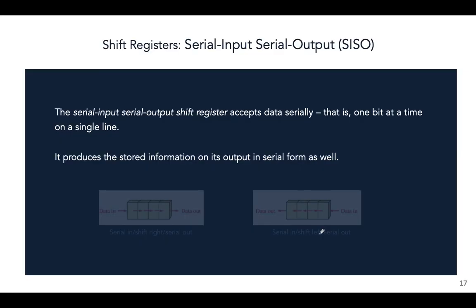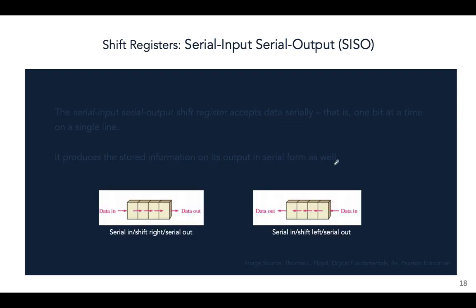Let's first begin with SISO, serial input, serial output shift registers. These registers accept data serially, one bit at a time, on a single line. That is, we have one single input line, the data comes in serially, one bit at a time, and the stored information is produced on the output in a serial form as well. So, very basically, this is what the entire process of SISO shift registers looks like.